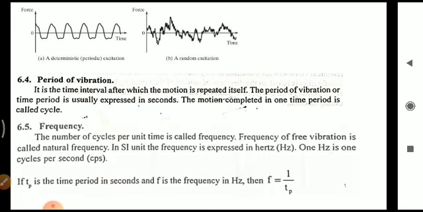Okay. Next one is the frequency. It is the inverse of the time period. Suppose 50 is the time taken for one cycle, then 1 by 50 is the frequency. The number of cycles per unit time is called the frequency. The frequency of free vibration is called the natural frequency. The SI unit of frequency is hertz.